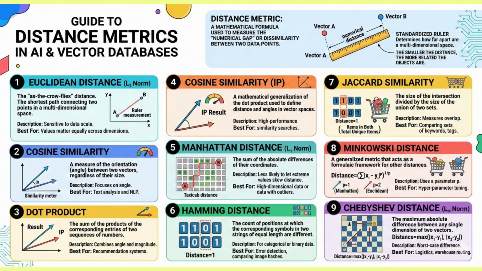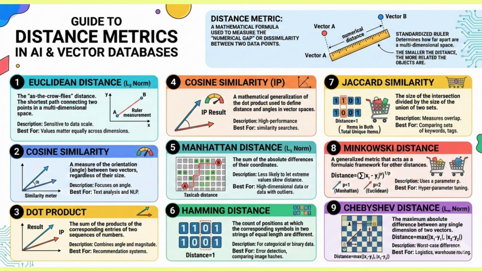Eighth would be Minkowski distance, a generalized metric that acts as a formulaic framework for other distances. It uses a parameter p. When p is equal to 1, it becomes Manhattan distance, and when p is equal to 2, it becomes Euclidean distance. It is best for hyperparameter tuning. If you are not sure which metric works best, you can treat p as a variable and optimize it for your specific dataset.